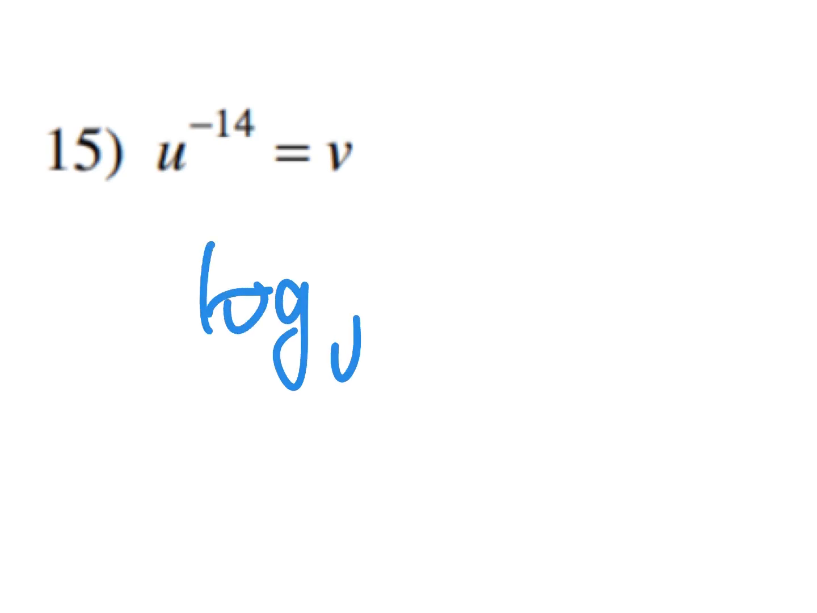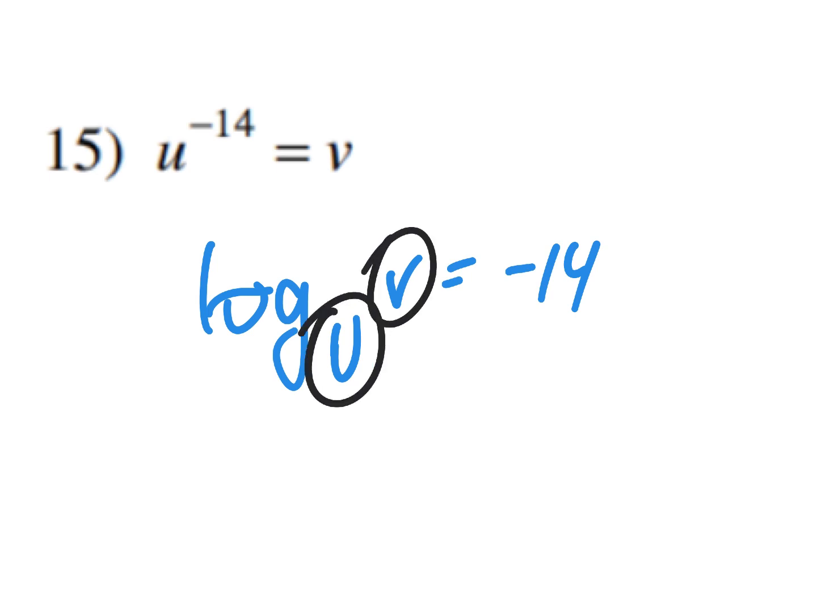Log base u of v equals negative 14. Do you get how there'd actually be a lot of combos of numbers that would work? That's true on equations too, right? That'd be like points on a graph. There'd be a lot of combos that could make this equal negative 14. All right, moving on.